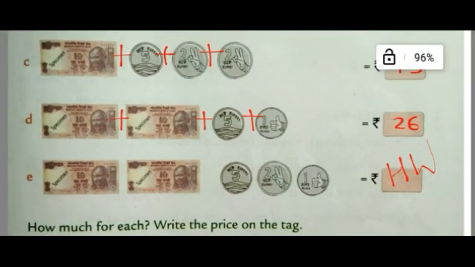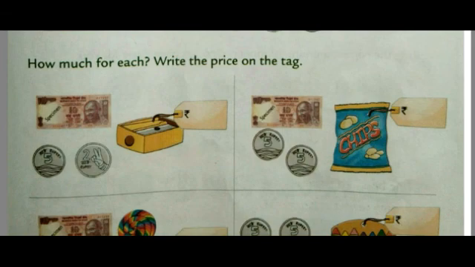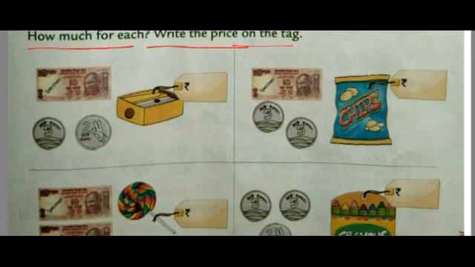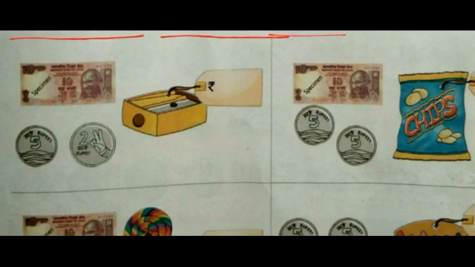Okay. Now moving on to the last question of this chapter. How much for each? Write the price on the tag. Okay. Some amount is given to us. We need to add it and find out how much is it for each object that is given here. We need to write the price tag on each object. Like first is sharpener. We need to count the money and then we need to find it out.